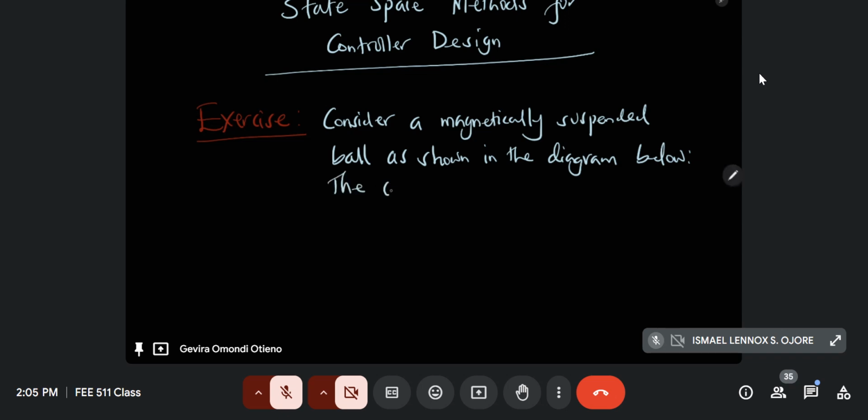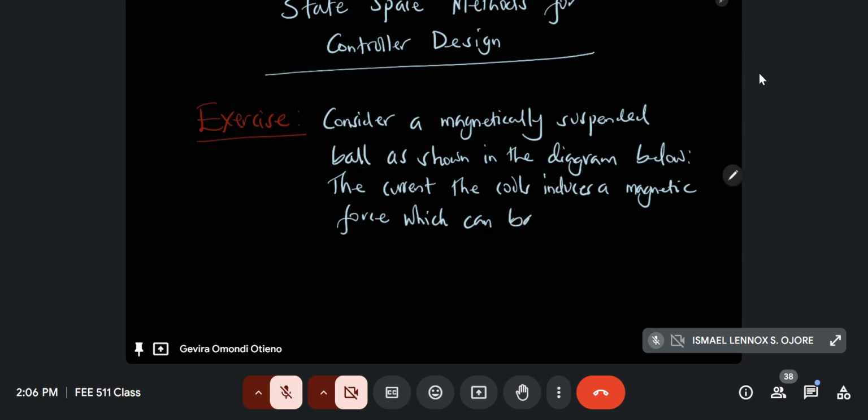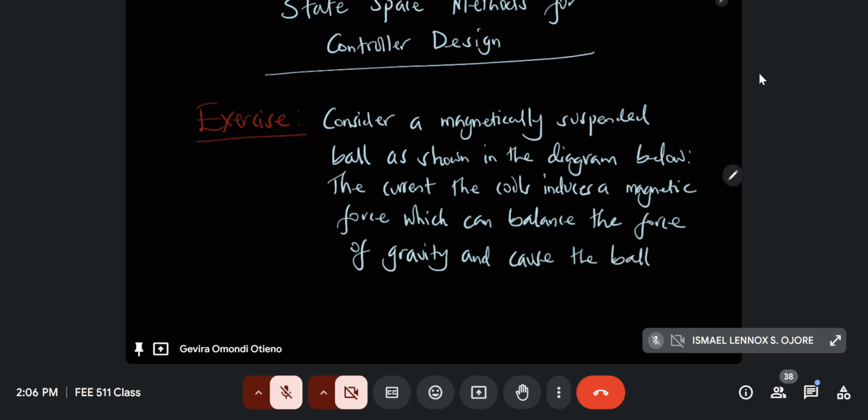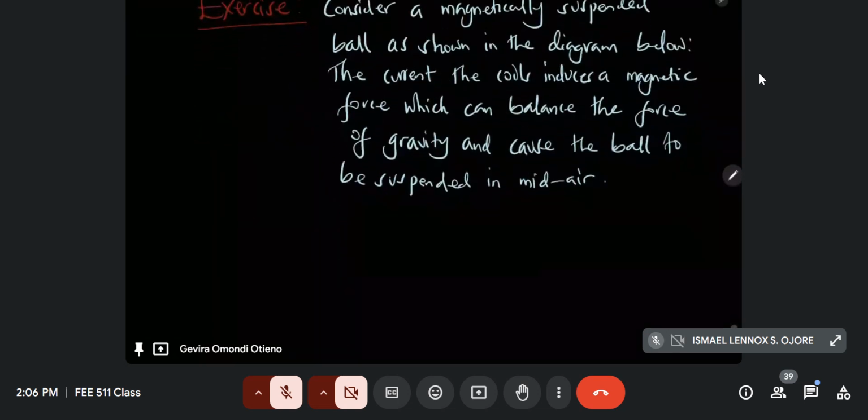The current through the coils induces a magnetic force which can balance the force of gravity, and cause the ball to be suspended in mid-air. So this is the diagram.